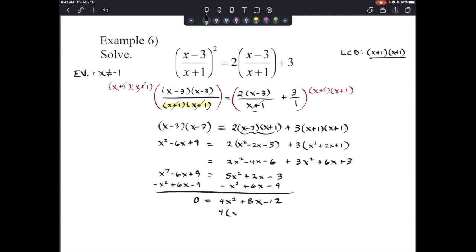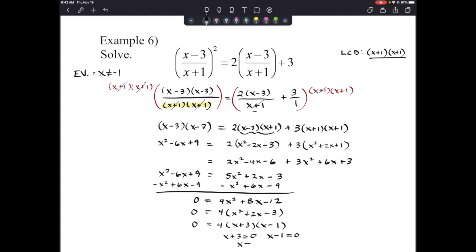Let's pull out the greatest common factor of 4 first. And that makes it really easy to factor the rest of it. So we have 0 is equal to 4 times the quantity of x plus 3 times x minus 1. And when we set each of those equal to 0, remember, you don't need to set 4 equal to 0.